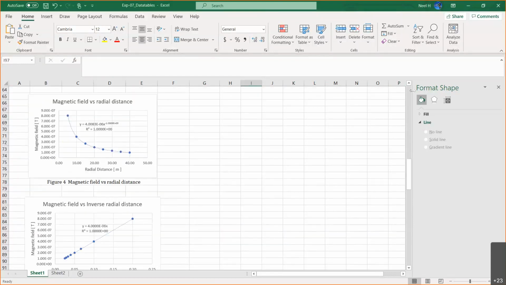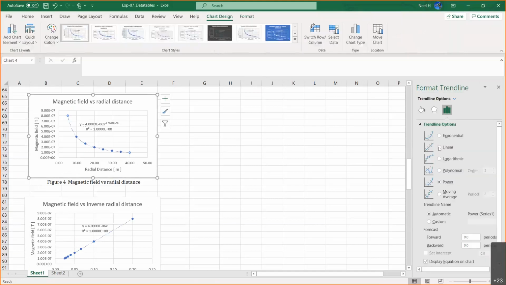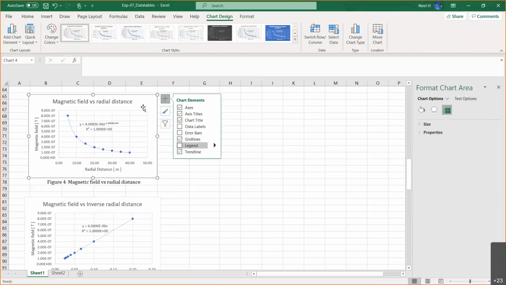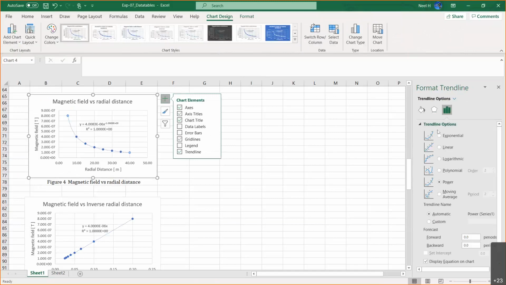Okay, so I did the graph magnetic field versus radial distance. That should be an exponentially decaying graph, right? I fit that graph with the power law. Okay, if you do the trend line and then just click the trend line and then double click on the trend line, it appears as a linear line, and then double click and then change the trend line option right here into power law. So that will automatically fit it into the x to the power -1 because that's 1 over r.